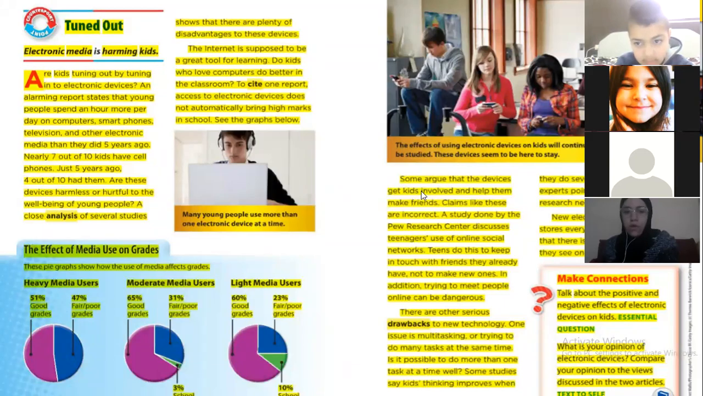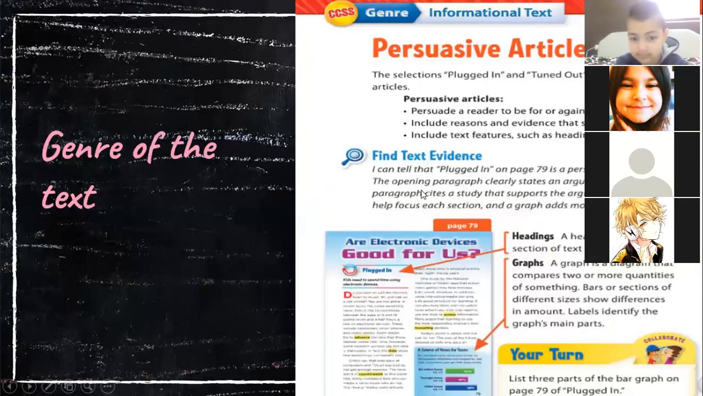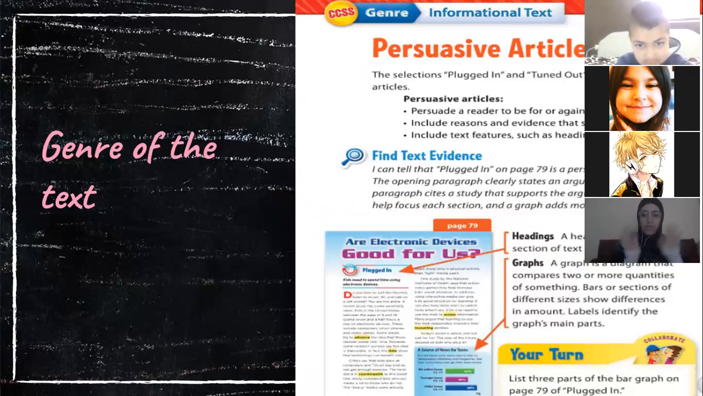Okay, so let me skip the reading lesson now and move to the genre. Let me tell you something about the genre, because next week we're going to start writing paragraphs similar to this. First of all, the big genre is informational text. Informational text is what we mean by expository text at the same time. Okay, guys? Informational text is the same as expository text.